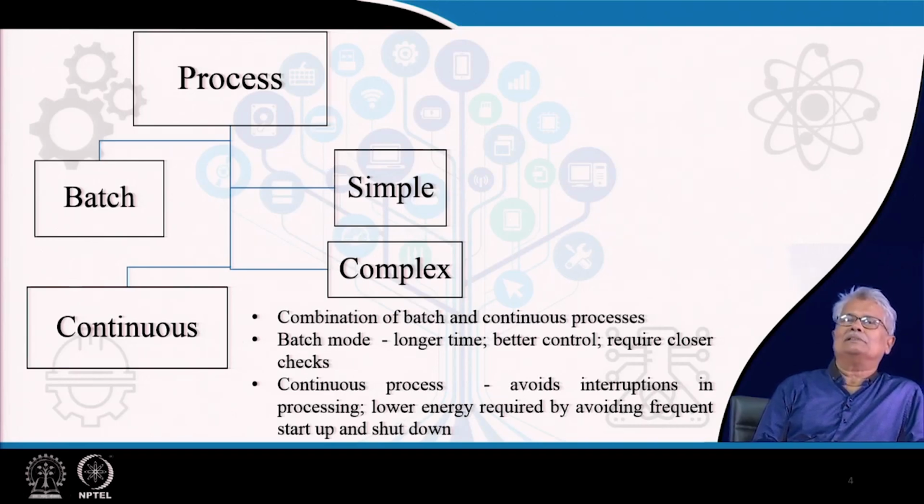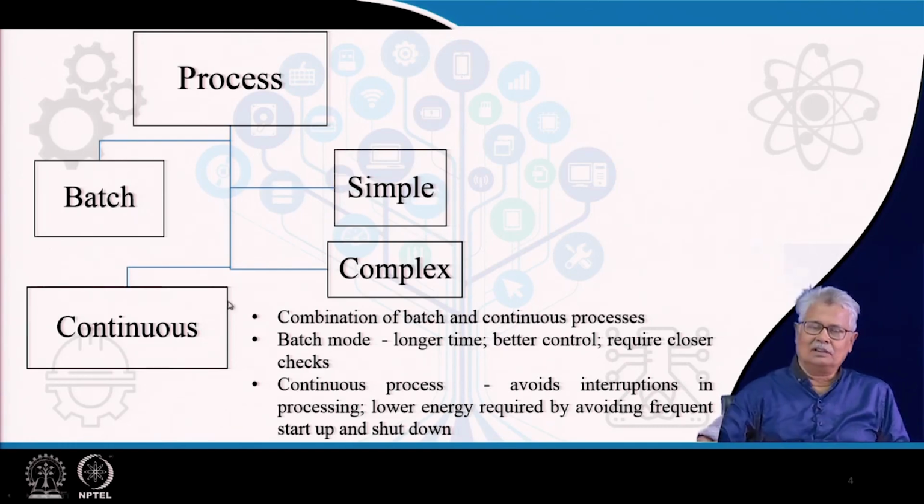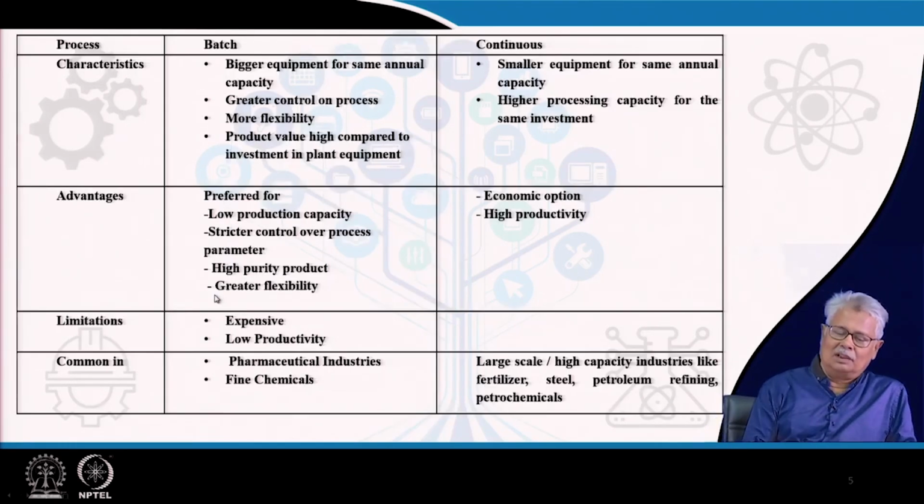And there is one more demerit which is written in the slide itself. That means since you do not have many shutdowns and startups in case of continuous processing, your energy requirement, which is spent a lot in the startup and shutdowns, is going to be much less in case of continuous processes, and it's going to be higher in case of batch. So with this, we look at basically the characteristics, advantages, limitations, and what is common in the batch and continuous things.